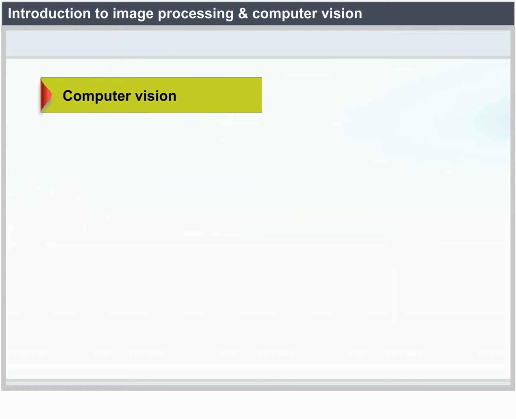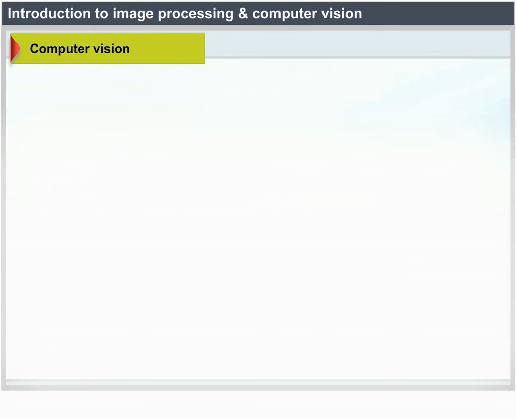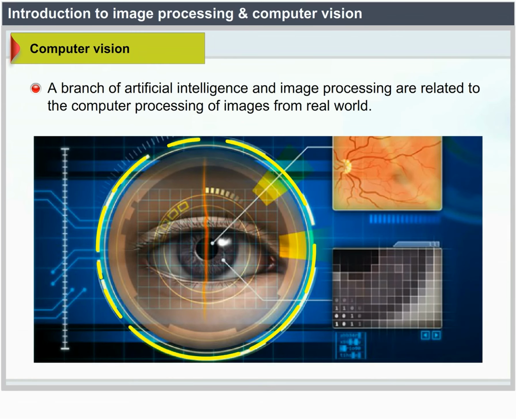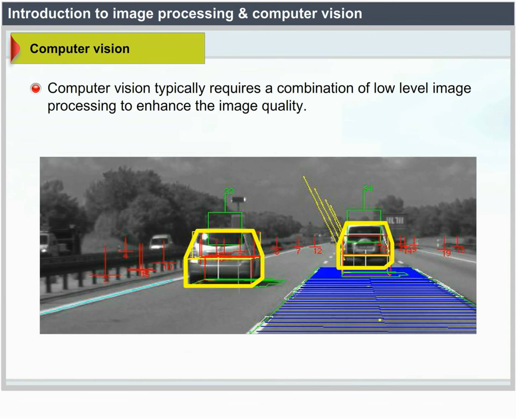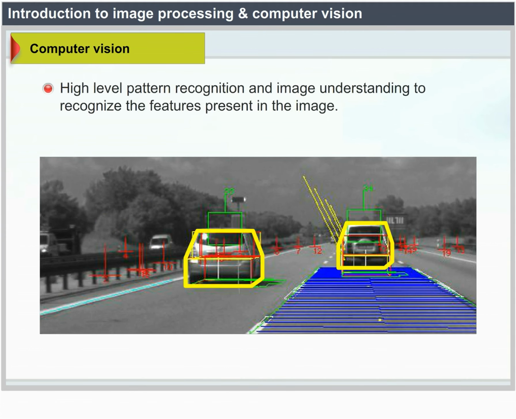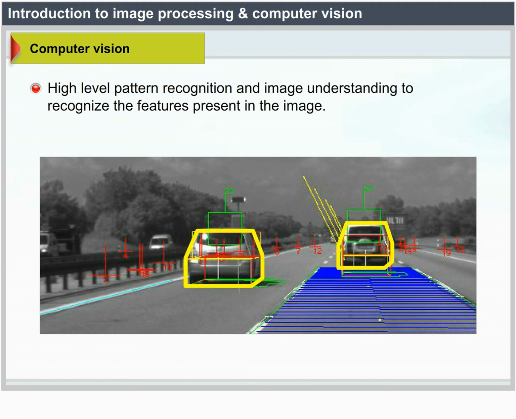Computer vision. This is a branch of artificial intelligence and image processing concerned with computer processing of images from the real world. Computer vision typically requires a combination of low-level image processing to enhance the image quality, and high-level pattern recognition and image understanding to recognize features present in the image.